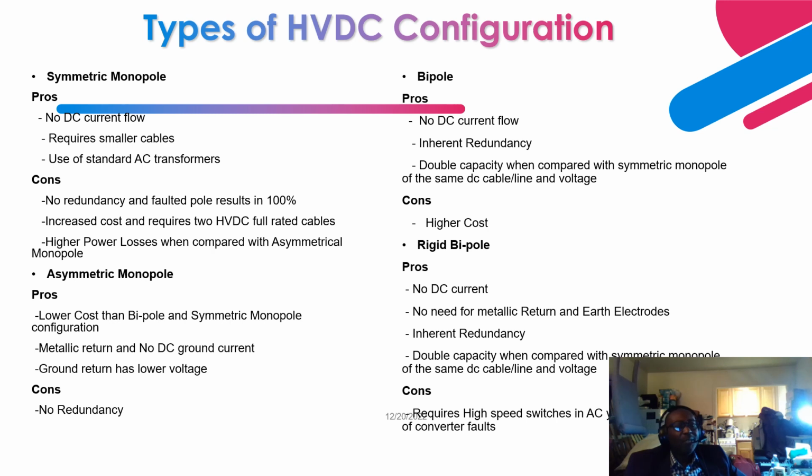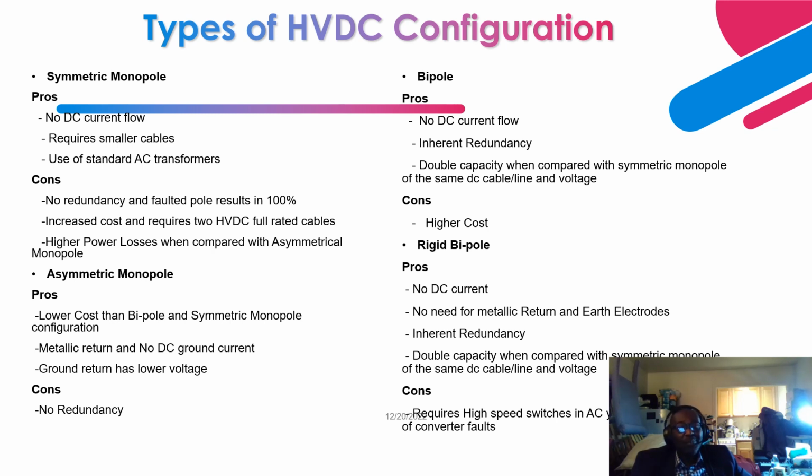The symmetric monopole doesn't have any redundancy. So when there's a fault on either the positive or the negative pole, you cannot transmit power. You have to shut down the HVDC configuration and implement the repair before you can restart it. Also, it requires full rated cable. Remember I made mention that especially for the symmetric monopole, you require poles that are rated at plus or minus 320 kV. So it requires additional, increased costs.